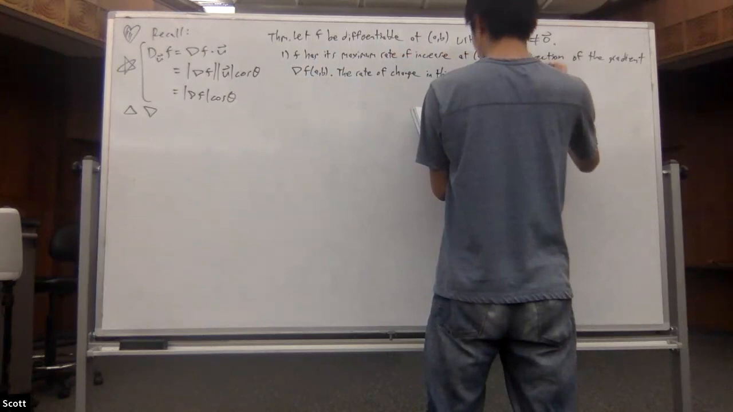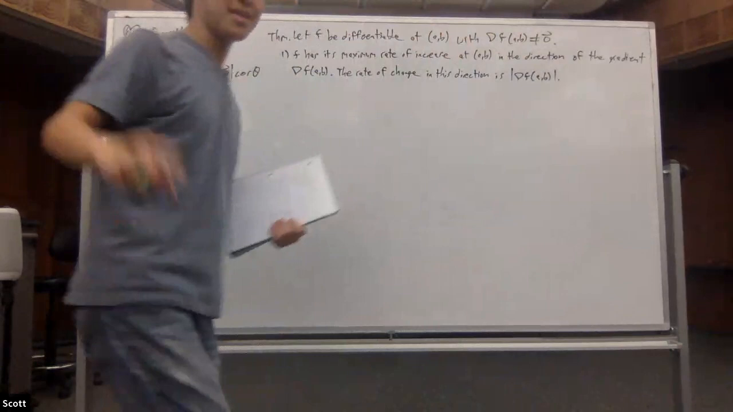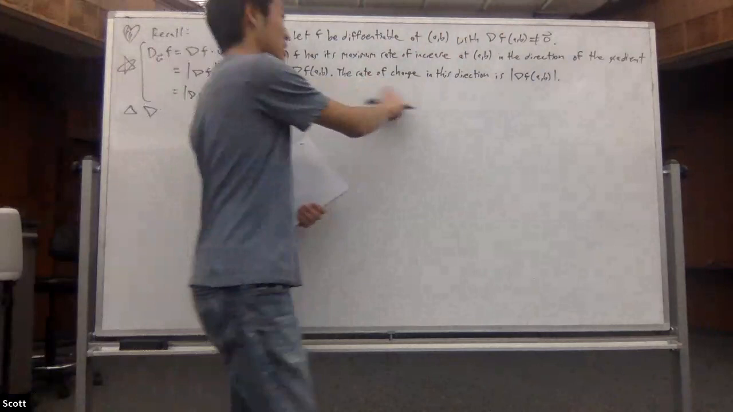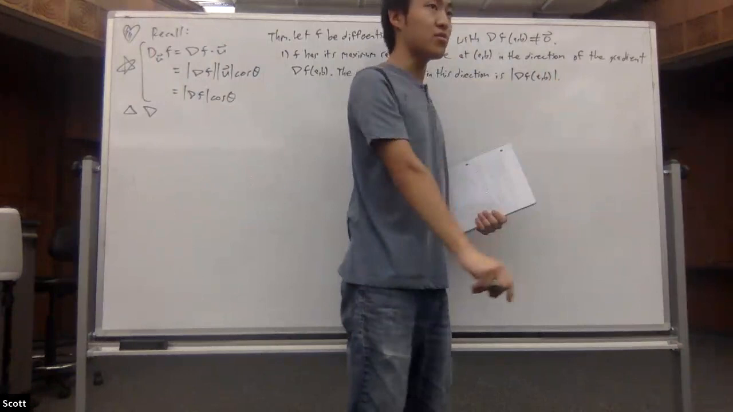Because gradient is a vector. Exactly what Sam said. Gradient's a vector. A rate of change is a description of a scalar quantity. To get the scalar quantity out of this vector, we just need the magnitude component. We don't want its direction.